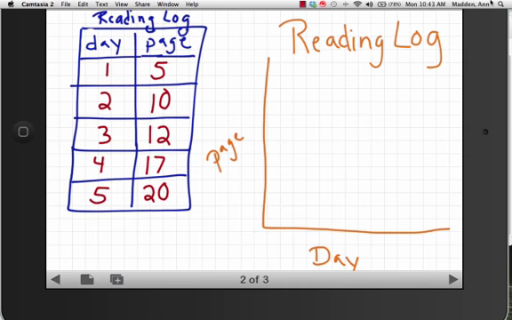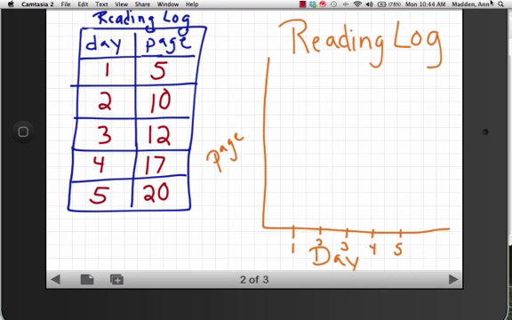I have day 1, 2, 3, 4, 5. So I'm going to maybe skip lines here. Day 1, day 2, day 3, day 4, and day 5. Oops, right on the line there. The reason why I'm skipping lines is just so the data is more spread out and easy to read.